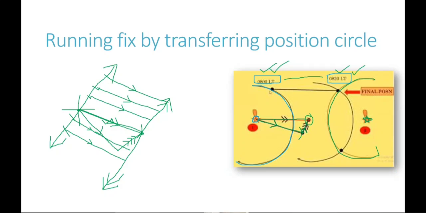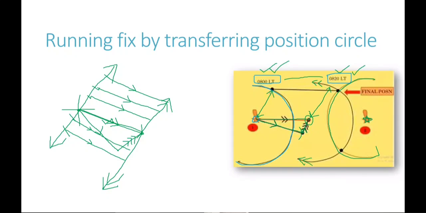So you have to keep your compass here, open it equal to the radius of your original PC, original position circle. So keep the radius the same, and then you have to draw the transferred position circle. So the center is obtained by using the course, speed and current triangle. The radius is kept the same, and you can then draw the transferred position circle. You can mark double arrows here if you want. These double arrows indicate that this position circle is transferred.